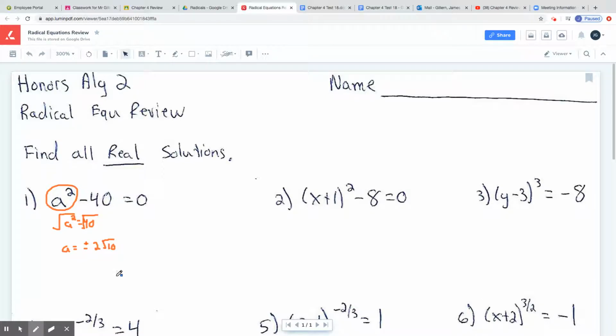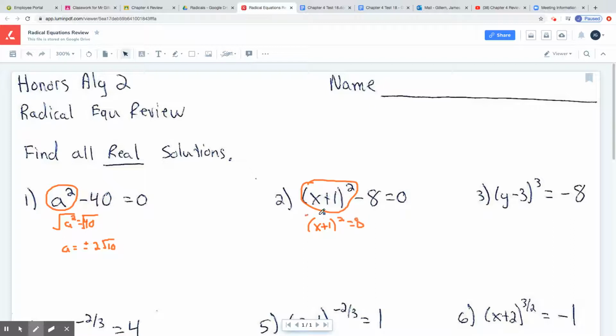All right. Number two. So here, in number one we had a variable. In two, we have a quantity being raised to a power. Same thing. We want to get that by itself. So we're going to add the 8 to the other side. So it's x plus 1 squared equals 8.